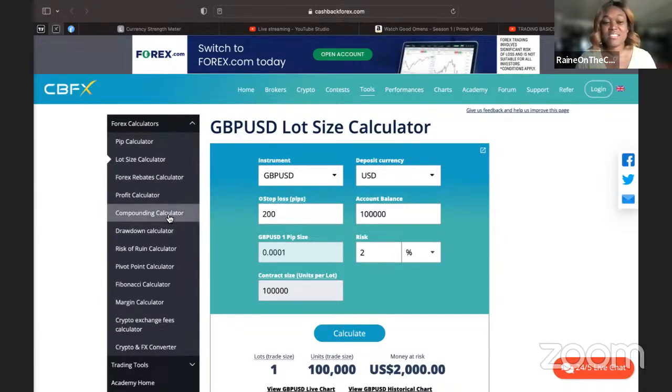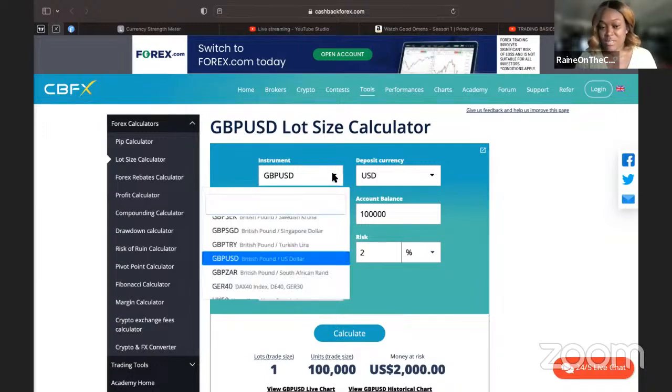Compounding calculator, that's another important one. So for the lot size calculator, here's what you're going to do. Whatever asset you're about to trade, and that's what you call whatever the currency pair is, whether Euro USD, NZD USD. I have GBP USD, that's the last thing I was looking at, I guess, right? So you just click the drop down and you type in whatever you're trading.